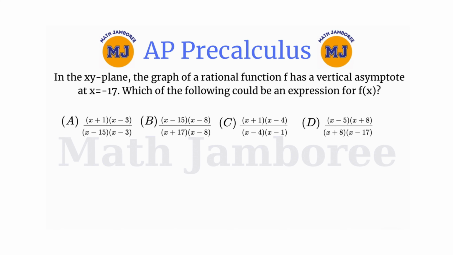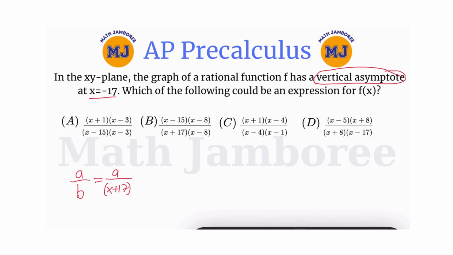So, if you're talking about rational functions, they are in the format of a over b. A is the numerator and b is the denominator. And vertical asymptotes are all about the denominator. So if you have a vertical asymptote at x equals negative 17, you must have x plus 17 in the denominator. This expression must be in the denominator.